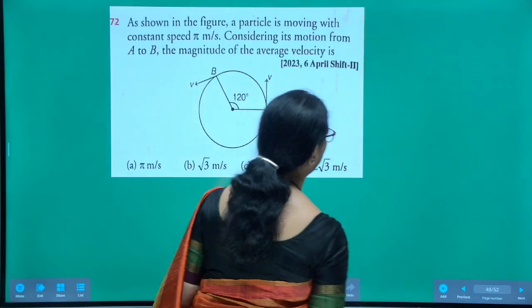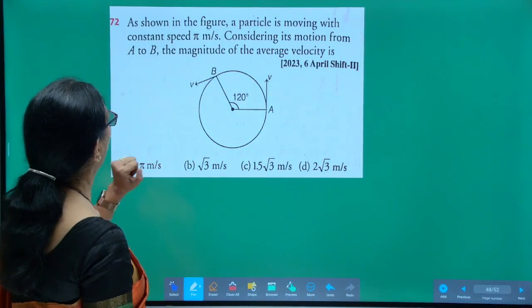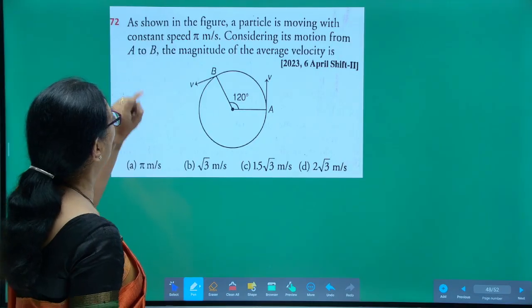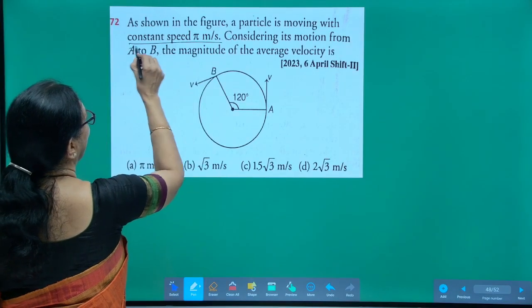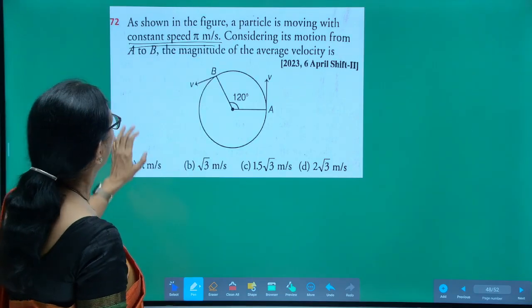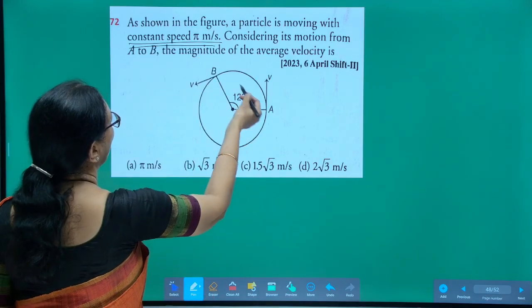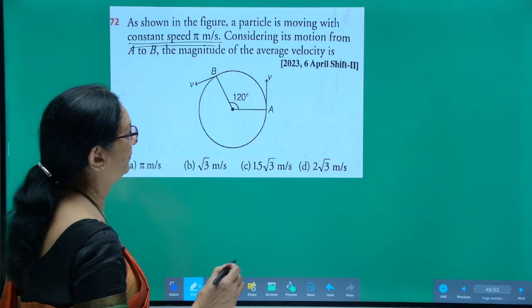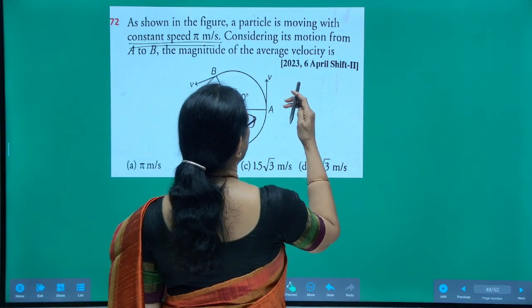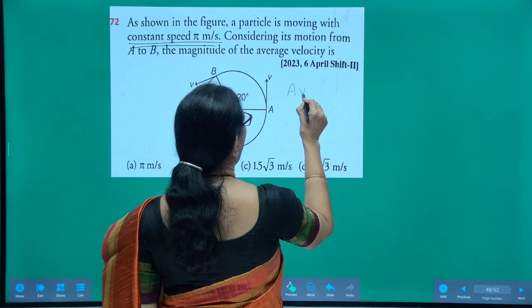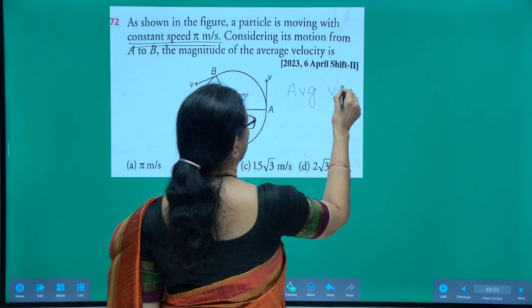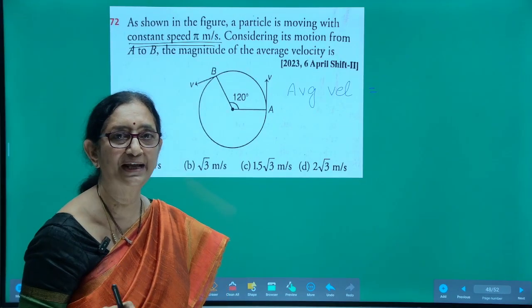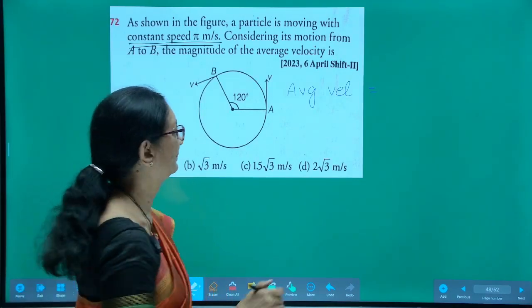Let's move on to the next. Look here. As shown in the figure, a particle is moving with constant speed pi meter per second. Considering its motion from A to B, find the magnitude of average velocity. So what is the formula for average velocity? Average velocity is total displacement by total time.